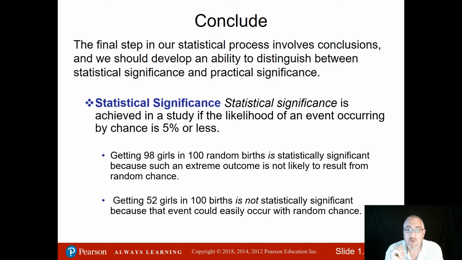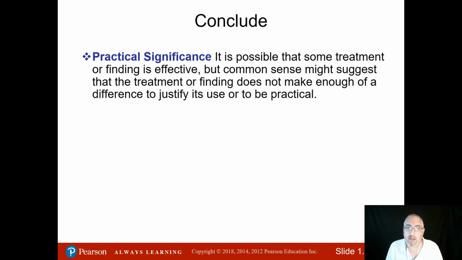So that's statistically significant. Whereas the next one, getting 52 girls in 100 births, is not statistically significant because that event could easily occur with random chance. So yeah, we would expect around 50 girls out of 100 births. So 52 is not too far off. So that's not a big deal, statistically speaking. So that's kind of the idea with statistical significance. Is there a really small chance that it's going to happen randomly? And if the answer is yes, then it's statistically significant. Okay, so now practical significance.